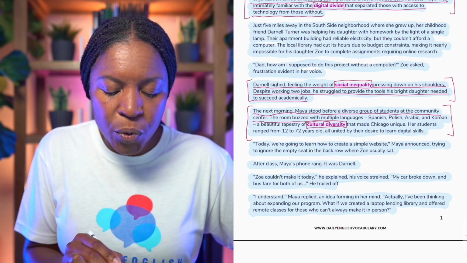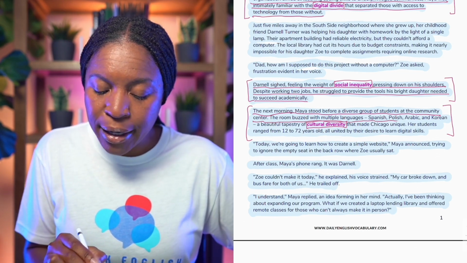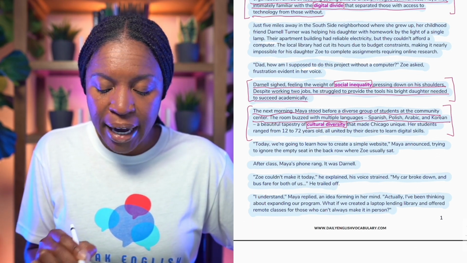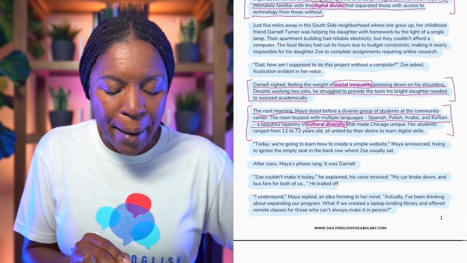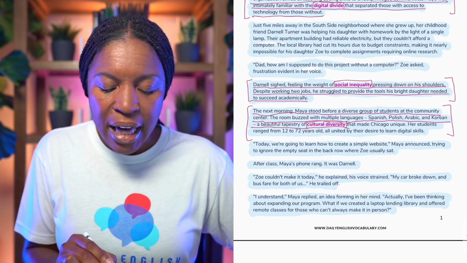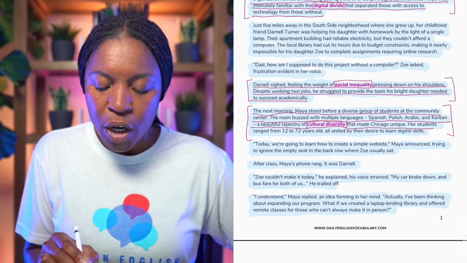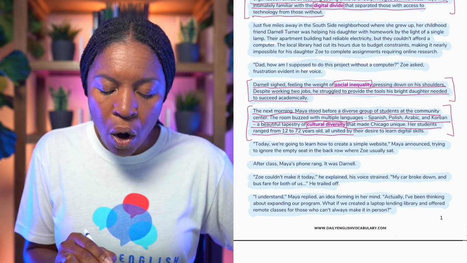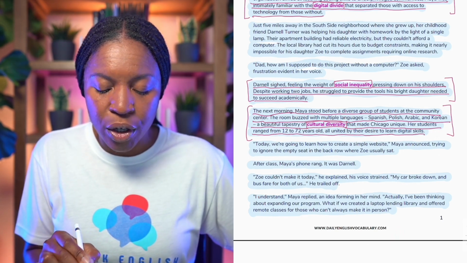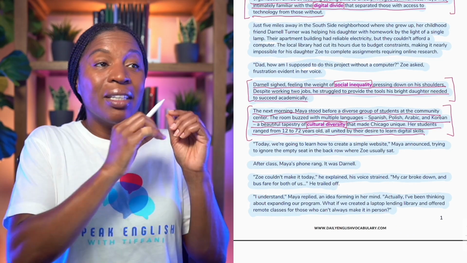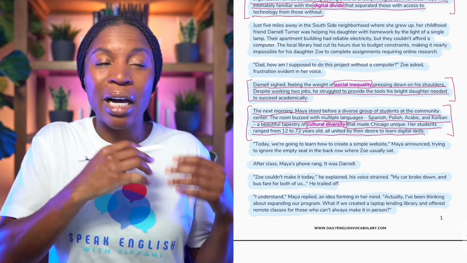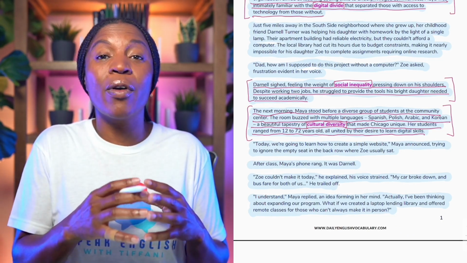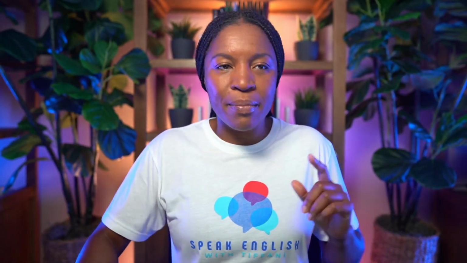The room buzzed with multiple languages, Spanish, Polish, Arabic, and Korean. A beautiful tapestry of cultural diversity that made Chicago unique. Her students ranged from 12 to 72 years old, all united by their desire to learn digital skills. Now we see how this term cultural diversity was used in the story, and you understand the meaning.